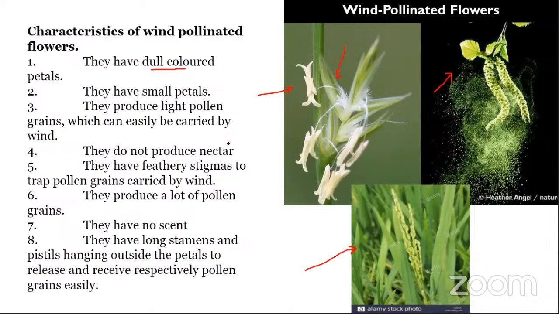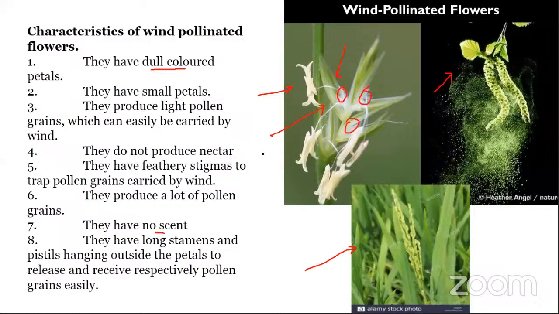They do not produce nectar. Have you ever tasted nectar of a grass flower? No. They have feathery stigma. You can see this is an example of a feathery stigma. It looks like feathers. And they produce a lot of pollen grains, like in this picture. And they have no scent.